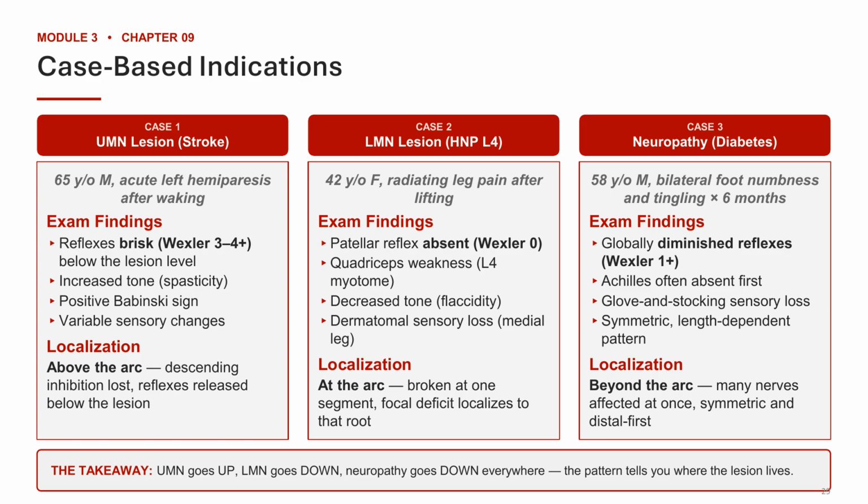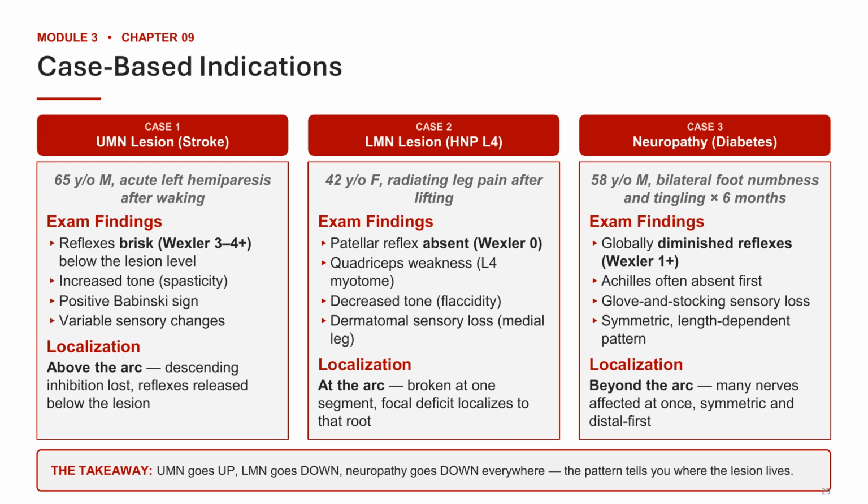Case 2. A 42-year-old woman with radiating leg pain after lifting. The patellar reflex is absent. There is quadriceps weakness in the L4 myotome, decreased tone, and dermatomal sensory loss over the medial leg. Localization, at the arc. One segment is broken, and the deficit maps precisely to L4. Notice how much anatomy a single absent reflex just handed you.